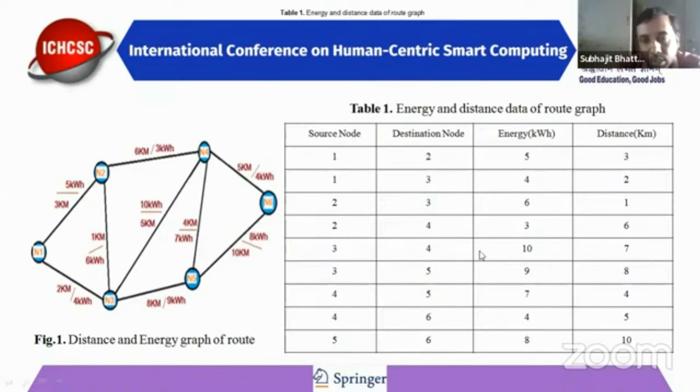Between node 3 and node 4, the energy consumption is 10 kilowatt, but the distance is 7. In this way, we have calculated all the energy consumption between the 2 points with the help of distance. Distance calculation is very simple, but the energy consumption is somewhat difficult. We have used a reference paper, which has been cited, on how to calculate the energy consumption between the 2 points, and we have used this formula to calculate the energy between the 2 points. So that is our model.